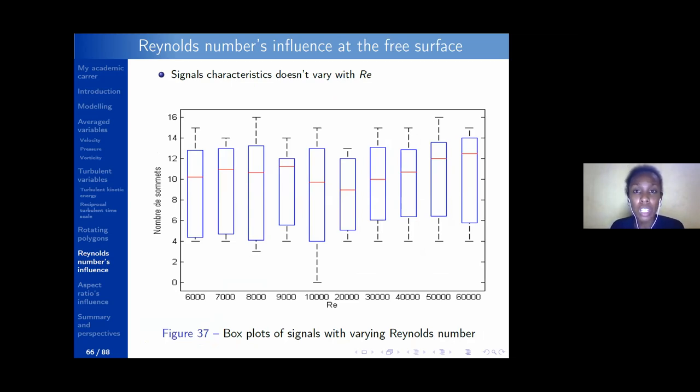At the free surface, the Reynolds number influence is as follows. Those box plots represent the signals. Four signals, four different values of Reynolds number. We have Reynolds number from 6,000 to 60,000. And this plot shows that the signal's characteristics don't vary with the Reynolds number. We have quasi the same interquartile distance, the same mean and max. So signal's characteristics don't vary with Reynolds number.